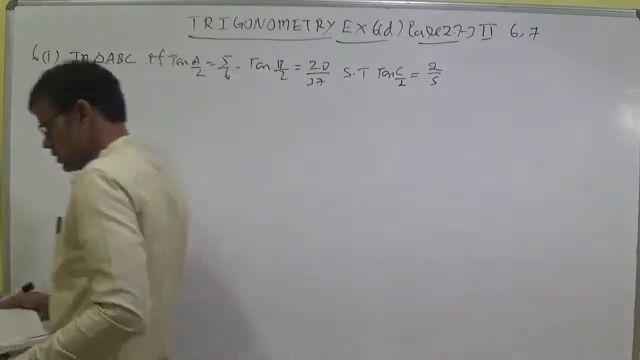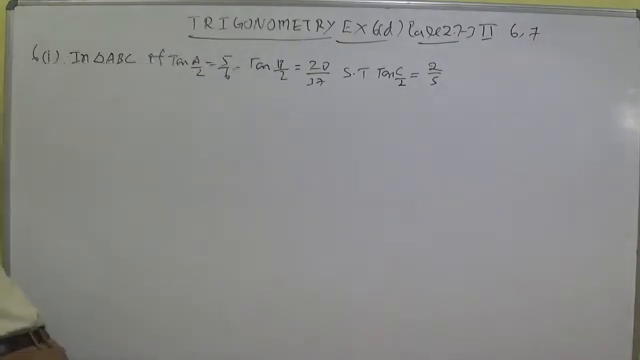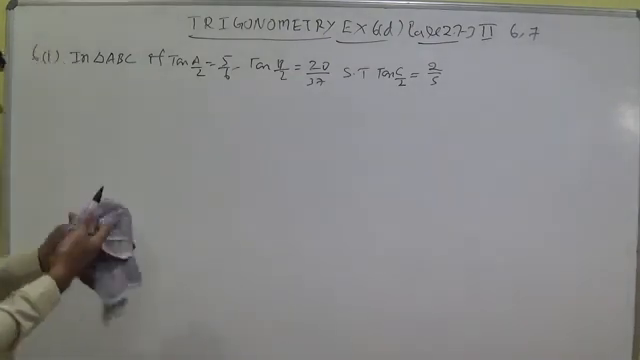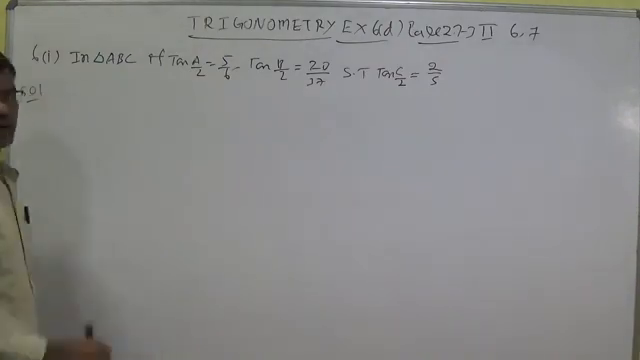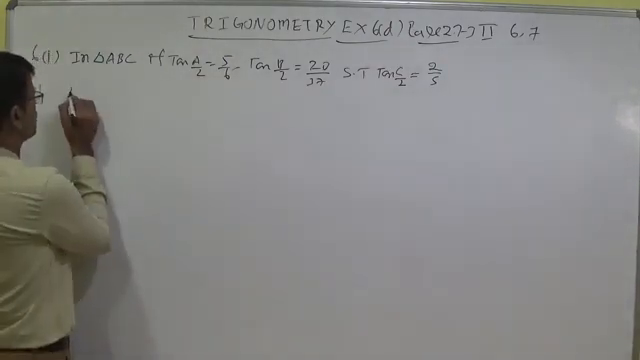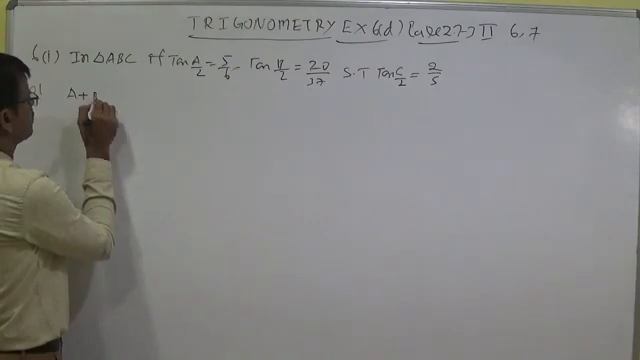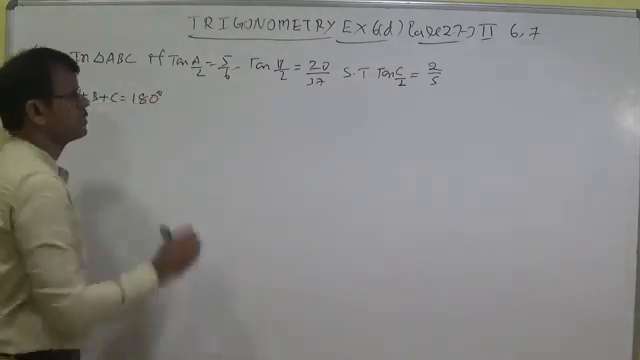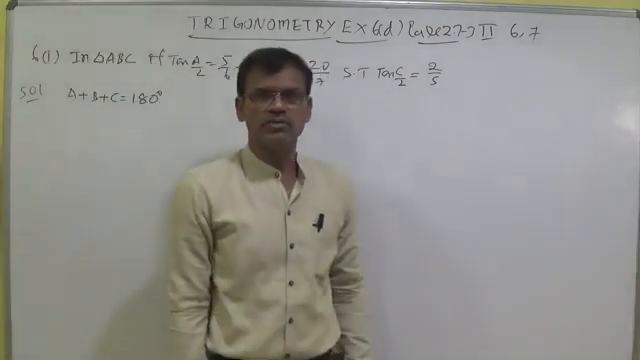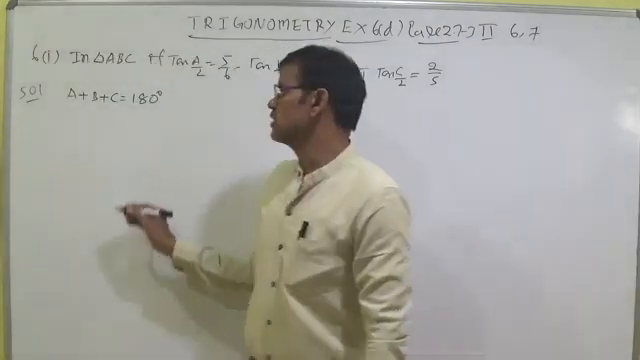This is given in the MSET exam also, so you can understand that this is an important question for both IPE and objective. According to the given condition, A plus B plus C is equal to 180 degrees, because in any triangle the sum of the angles is equal to 180 degrees.